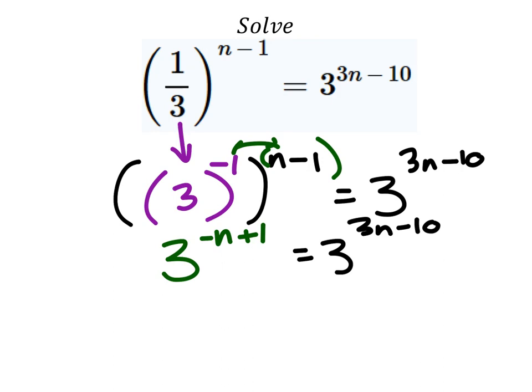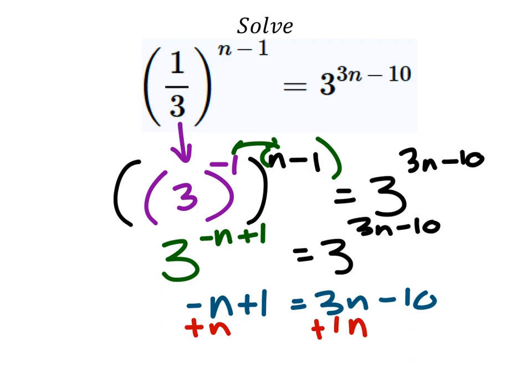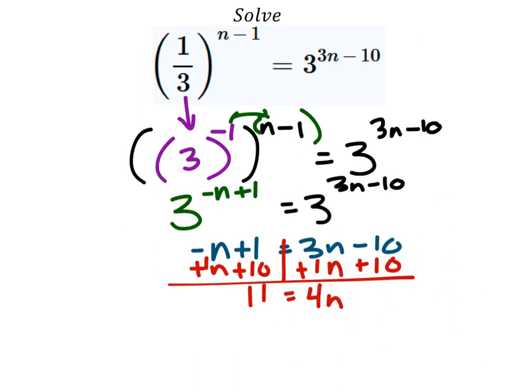So we get to ignore those, and we just got -n plus 1 equals 3n minus 10. So usually we would say, well, I want the n's on the right side, so we'll have to add an n to both sides. You can show the one n if you want, right? And that means we'll have to add 10 to both sides. And from here, we'll divide both sides by the coefficient of n, which is 4. So n equals 11/4.